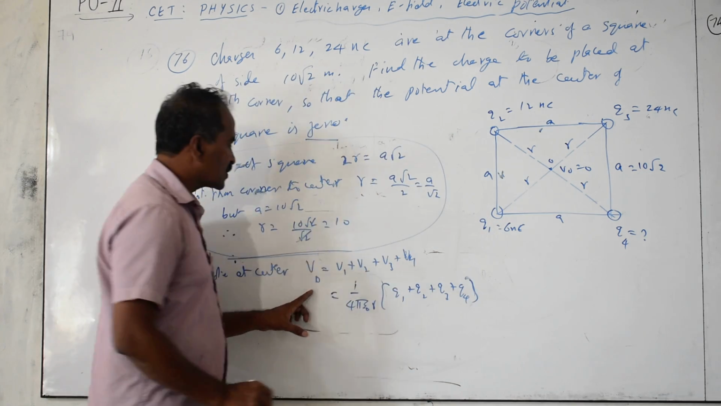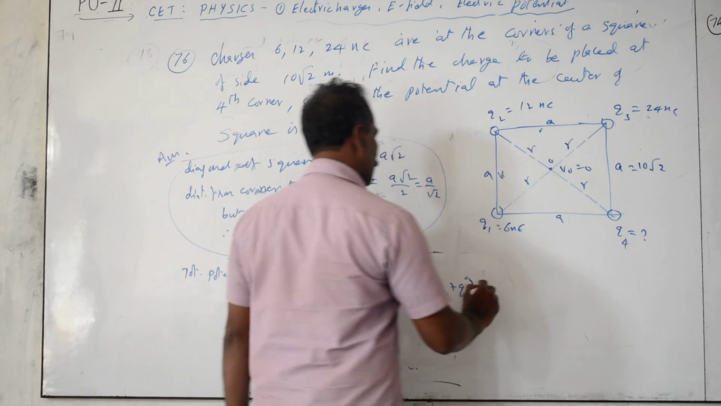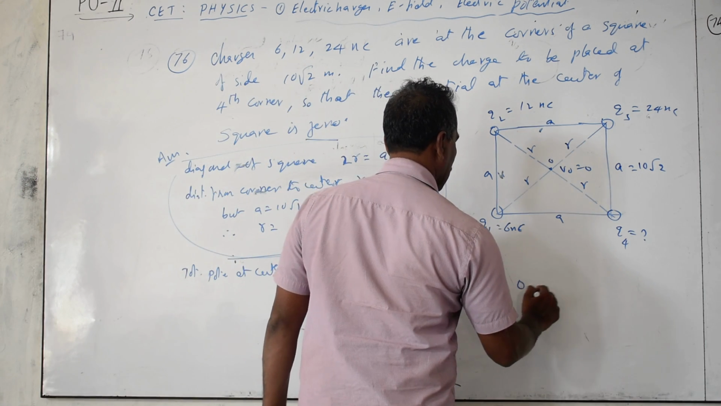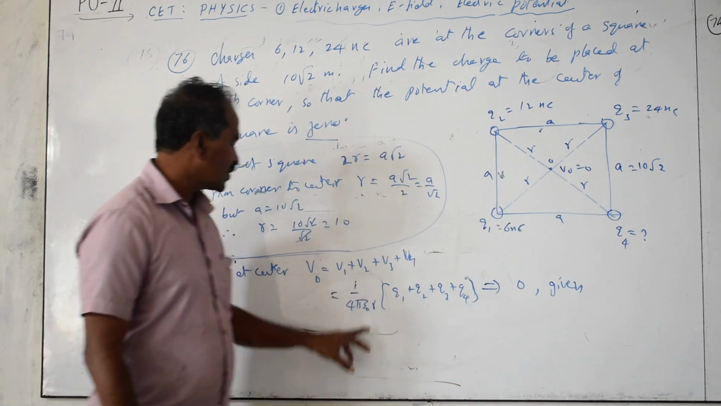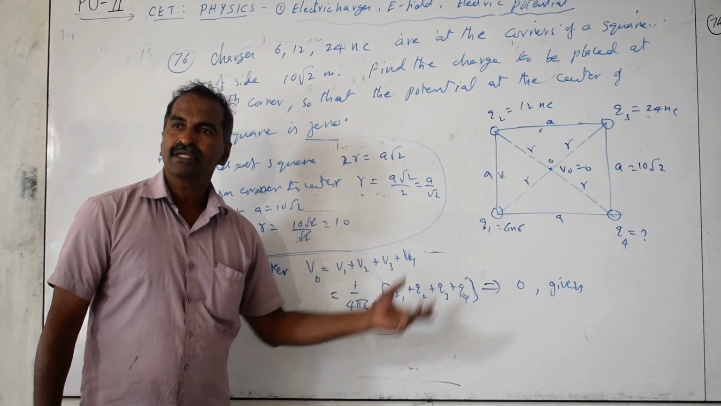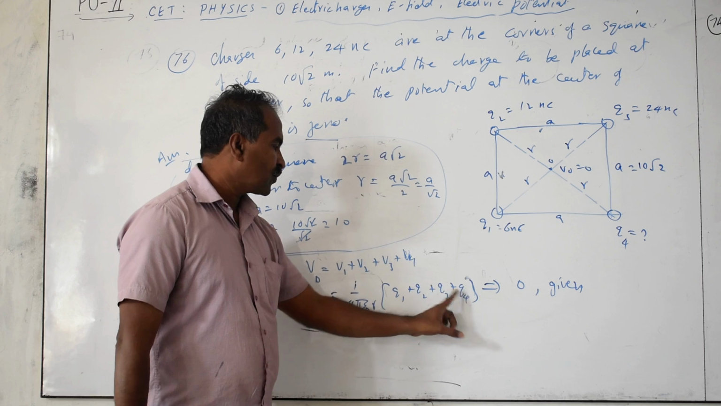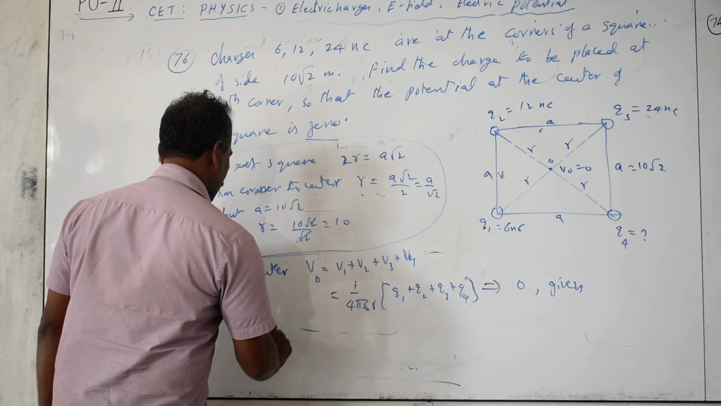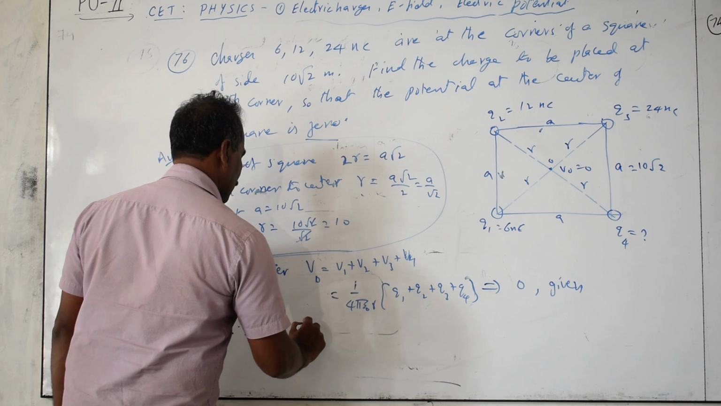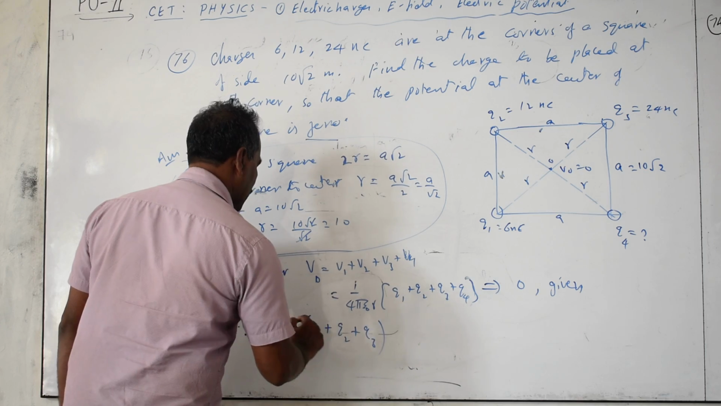But what is given is V naught equal to 0. The potential at the center is 0, so this is supposed to be equal to 0. It is given. When it is given as 0, 1 by 4 pi epsilon multiplied by the sum is 0. So what is left out is only Q4 with Q1, Q2, Q3. Therefore, Q4 is equal to the negative of Q1 plus Q2 plus Q3.